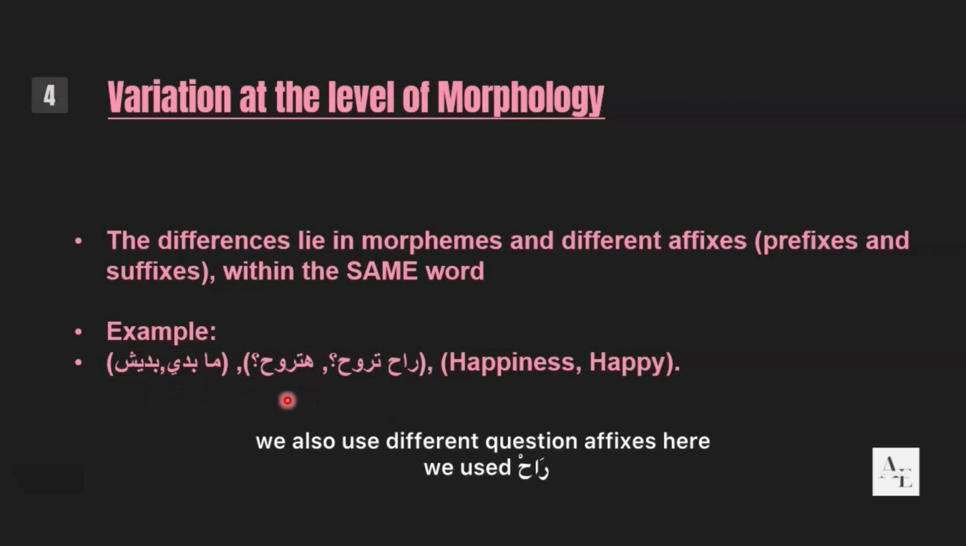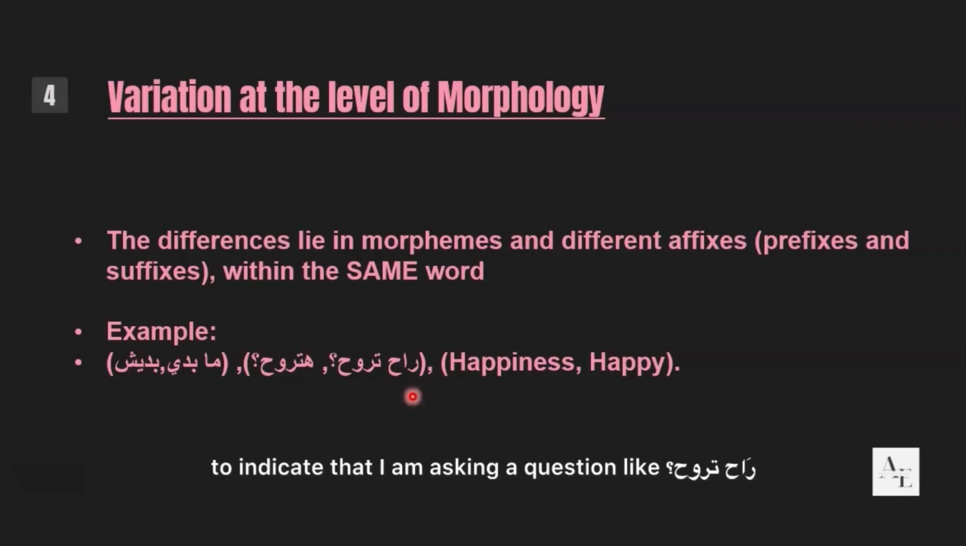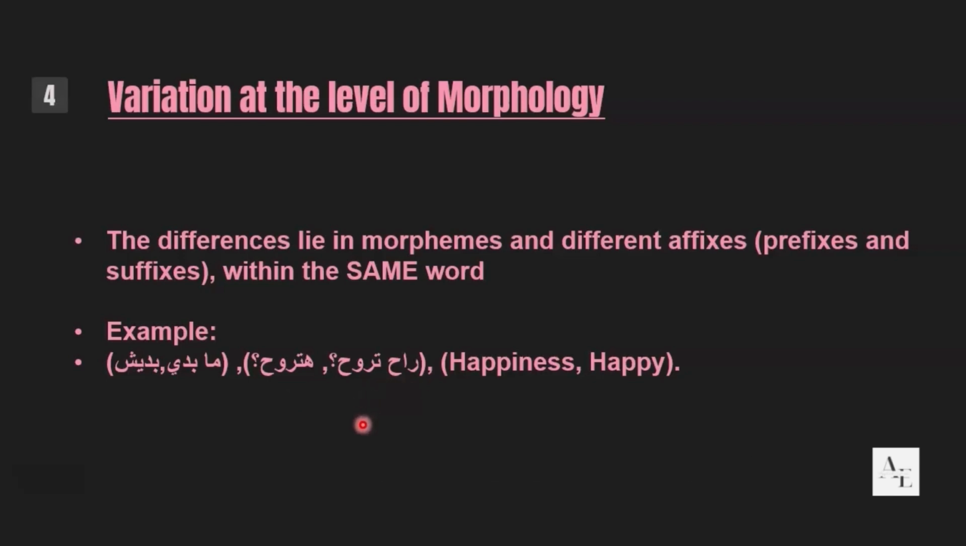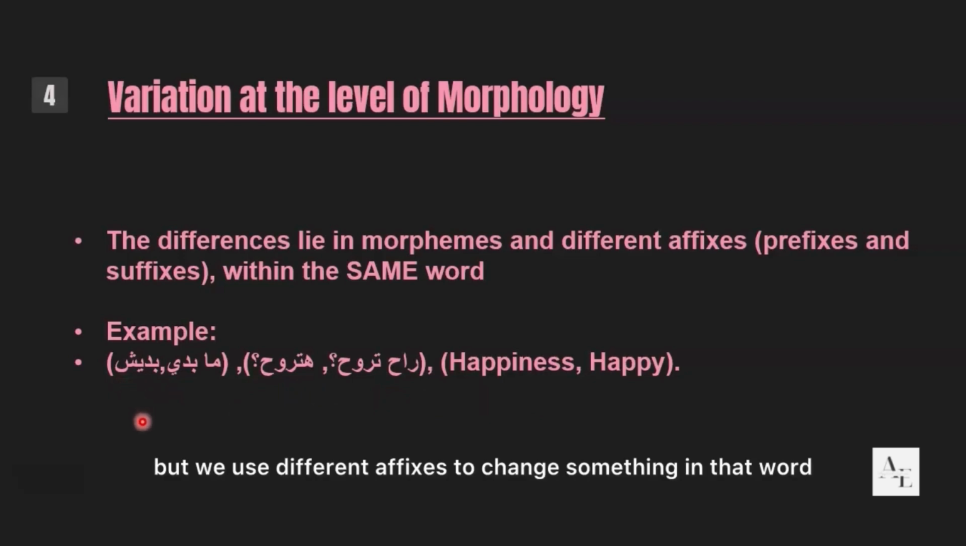Here we also use different question affixes. Here we used راح to indicate that I am asking a question, like راح تروح. But here I used the ها prefix as in هتروح. They both indicate a question. The word happy is an adjective, so we use the suffix -ness to turn it into a noun. So we still have the same word, but we use different affixes to change something in that word.